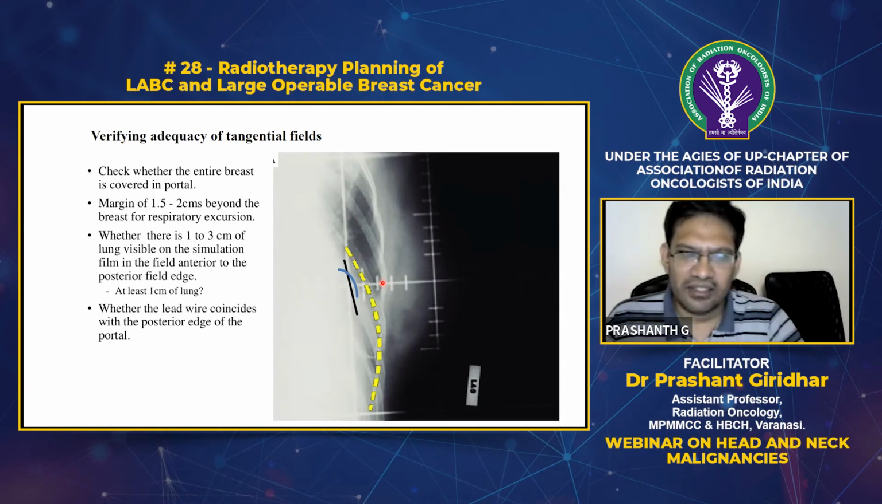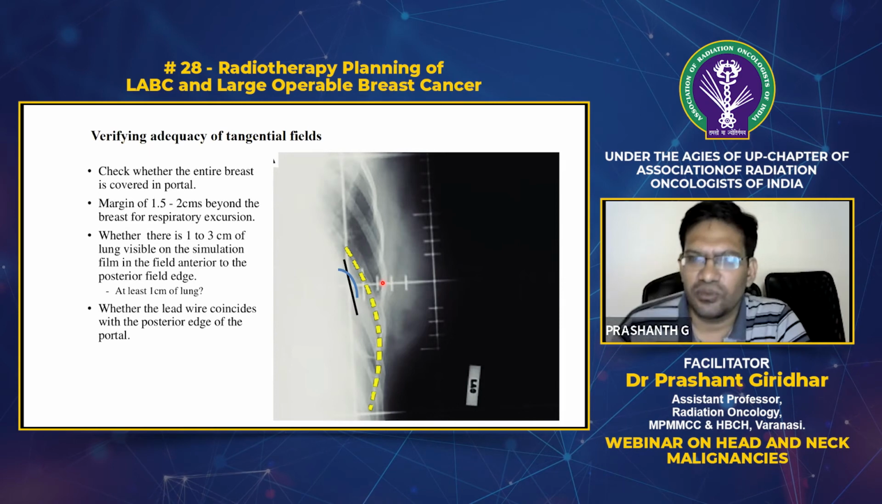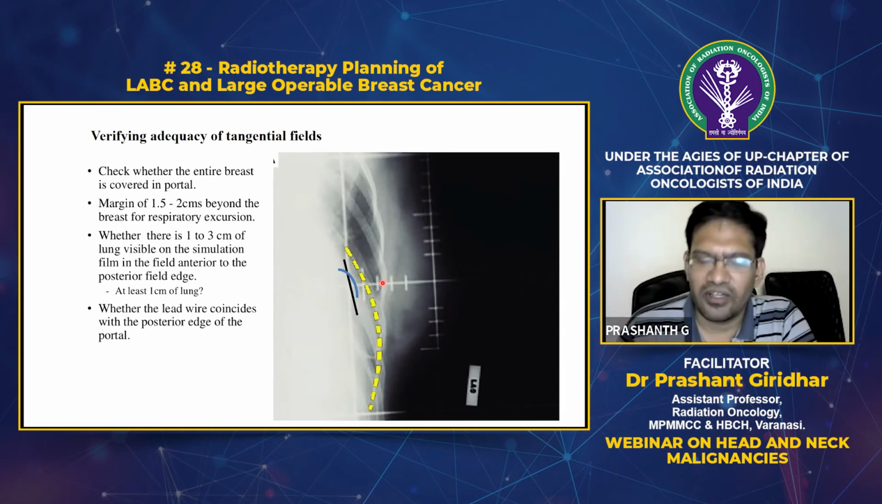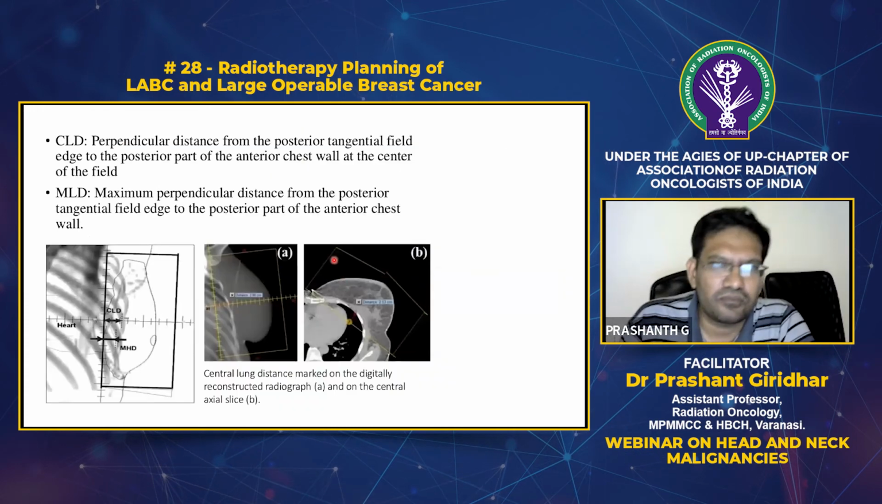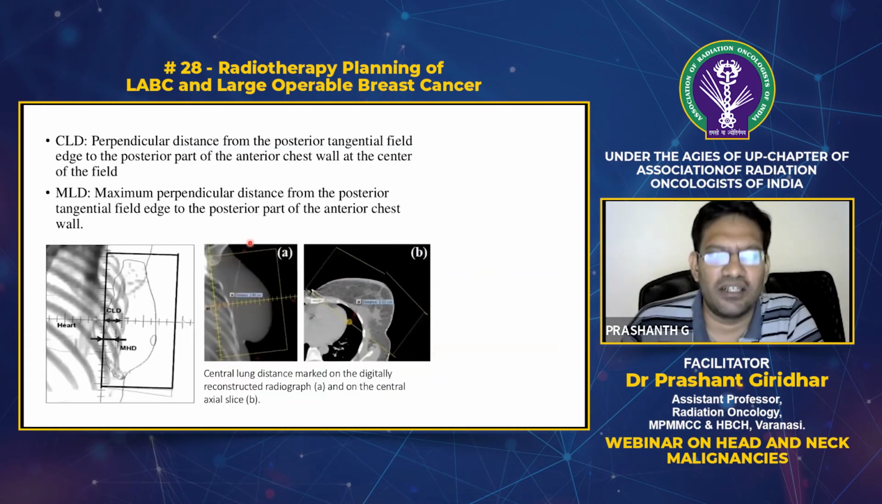Now we'll see why that is. So these are the two, three things that you would see once an X-ray image of a lateral or medial tangential field has been done. So now coming to central lung distance.